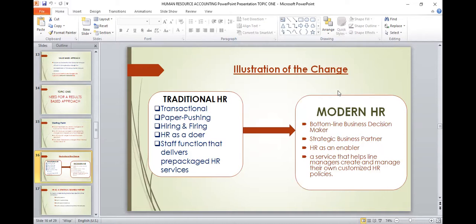You are going to be a strategic business partner. You are now a partner. You are not an employee. That is what we are talking about. You are not an employee anymore, but you are a partner. So as a strategic business partner, you must not be a stranger in that organization, but a partner.